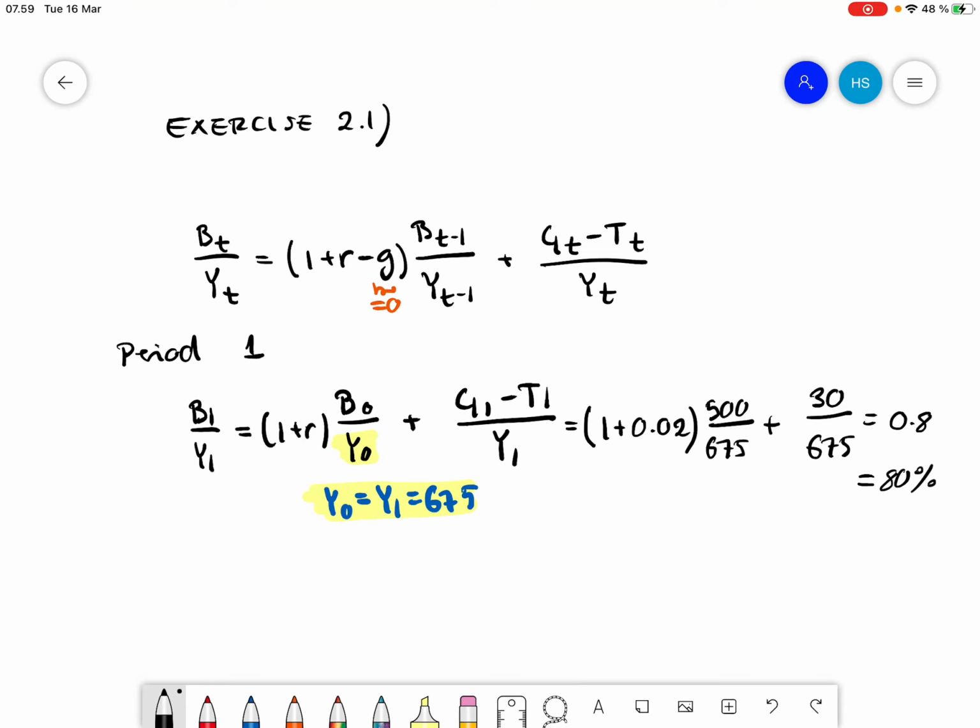Earlier, when we calculated the budget deficit, we found that the difference between taxes and government spending was minus 30. As a result, G minus taxes must be equal to plus 30. The debt to GDP ratio is 80%. That means that debt stock in period 1 accounts for 80% of the GDP.